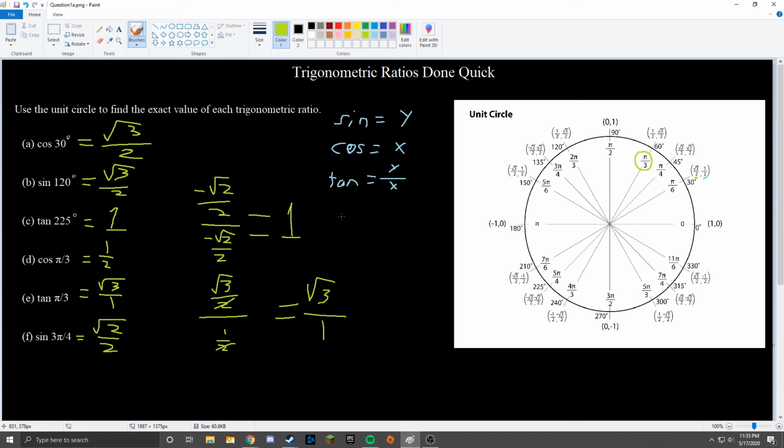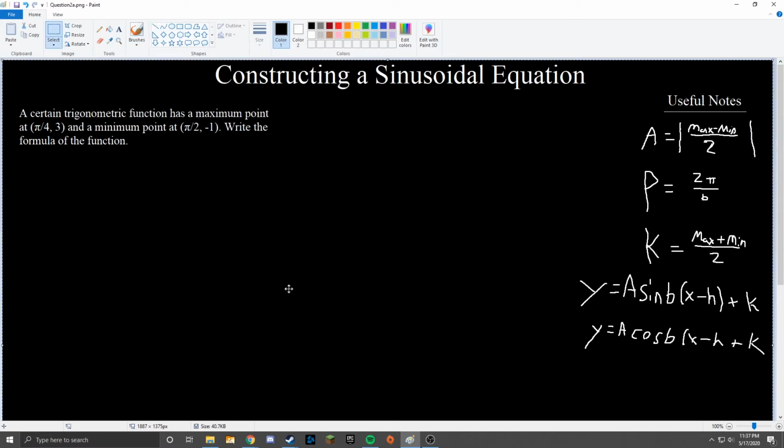All right, next question. Now we're going to be constructing a sinusoidal equation and a graph. Skipping ahead here. First things first. A certain trigonometric function has a maximum point at pi over 4 and 3, and a minimum point of pi over 2 and -1. Write the formula of the function, so we have to find the formula here.